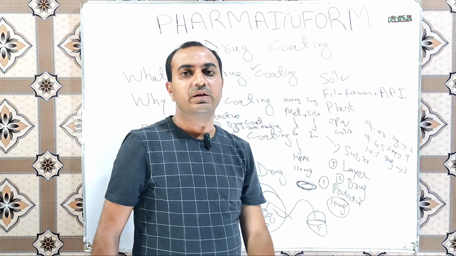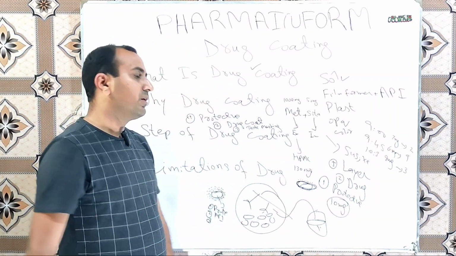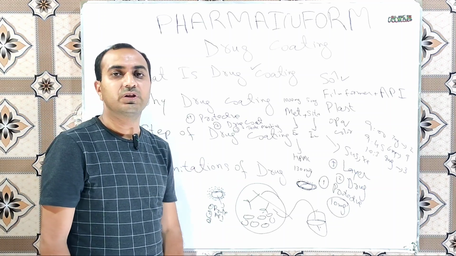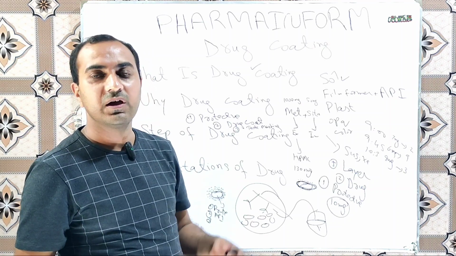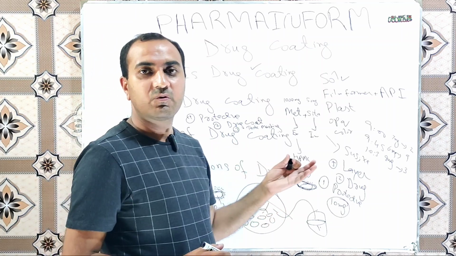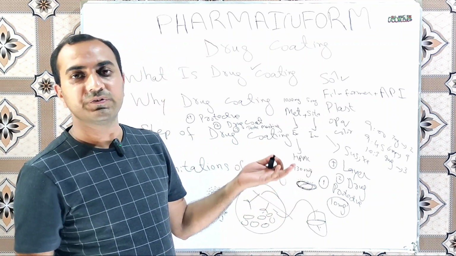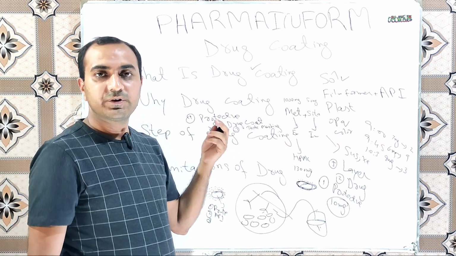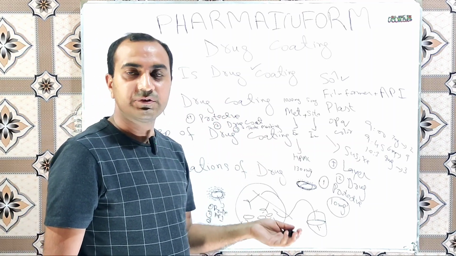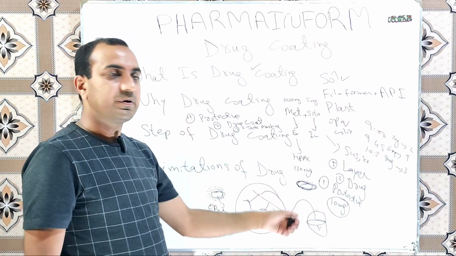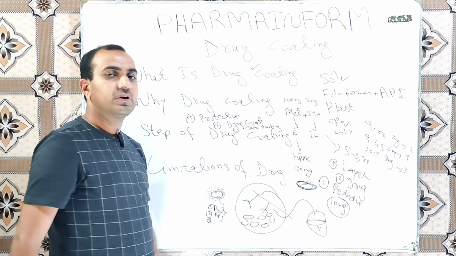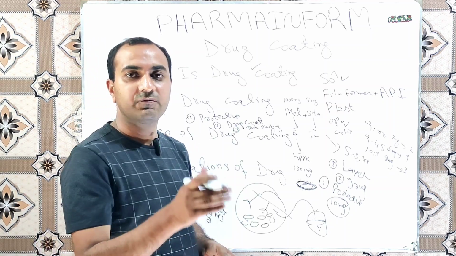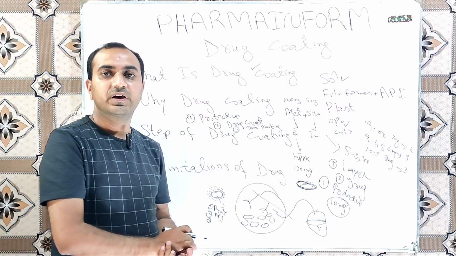So the next one, one of the main important things, is the limitations of drug coating. What are the limitations of drug coating? First of all, drug coating requires a very skilled operator or pharmacist who has complete knowledge of all the parameters and the different effects which are produced by variation of different parameters. And the limitation of drug coat is that it is usually performed on advanced types of coaters where we have control over our exhaust system.